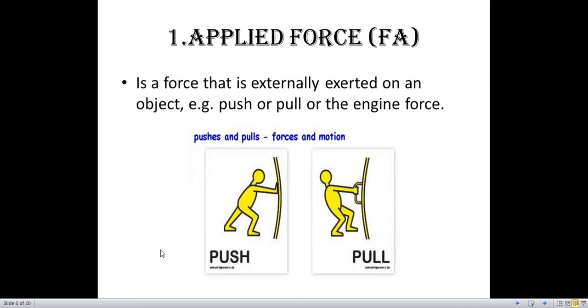or force. Looking at the diagram here, you can see the person on the left is pushing, and the person on the right is pulling. And then the force from the engine can also be classified as an applied force.